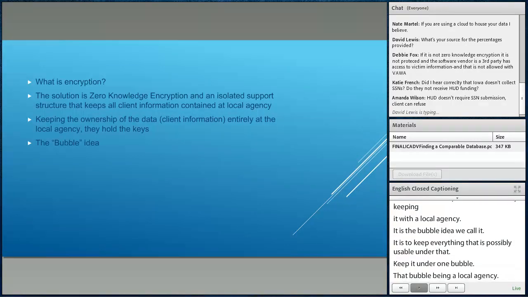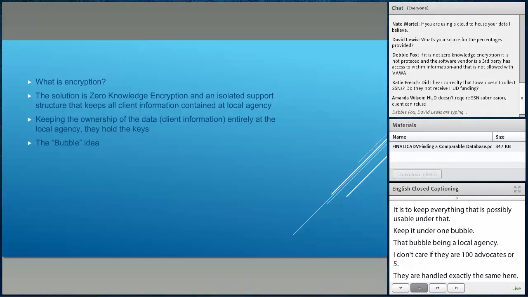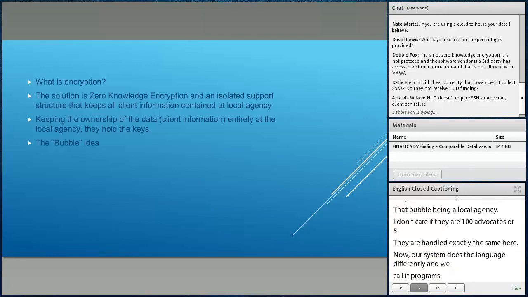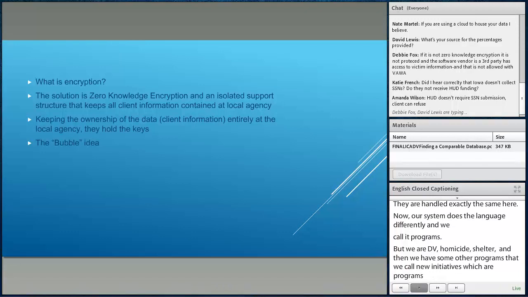Now our system, the language is a little different here. We call it programs, but we are DV, SA, homicide, shelter, and then we have some other programs that are what we call new initiatives, which are programs that are newly funded, kind of fall into a bunch of everything, culturally specifics. It does the reporting for all these. So having that information from all these different categories in the same database, the same place, last thing we want to do is to have this out in the open.